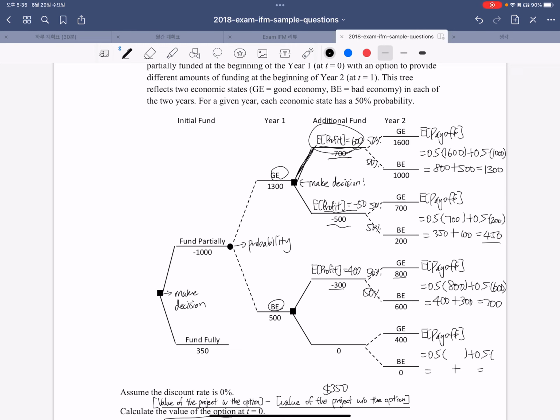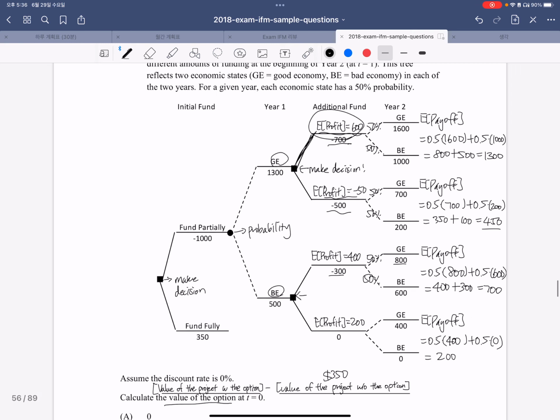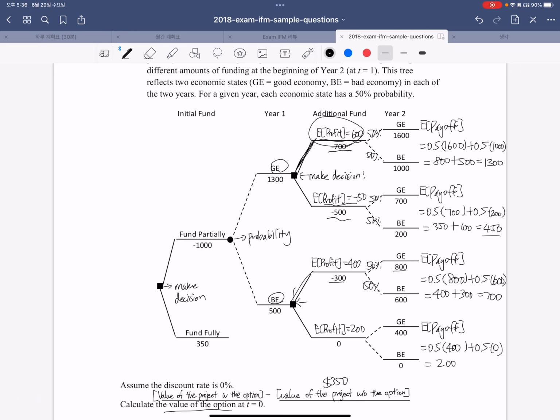Okay, let's calculate the down node. When it's a good economy, the payoff will be 400, and 0 when it's a bad economy. So this will be just 200. And we have funded with nothing, so expected profit will be just 200 itself. Okay, we see this black square again, and we have to decide which is the better decision. Of course, 400 is the larger value, so we want to fund with 300.